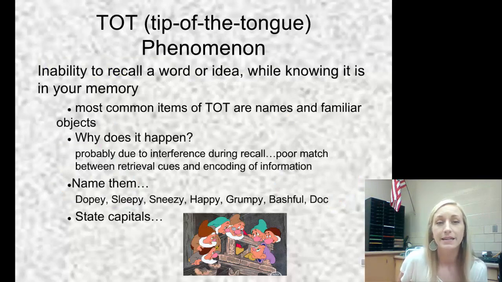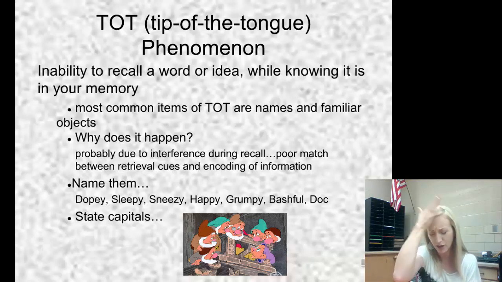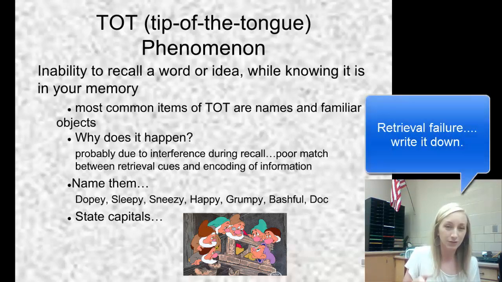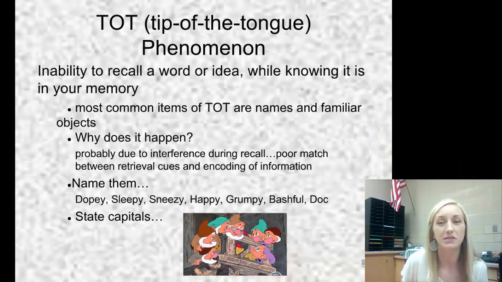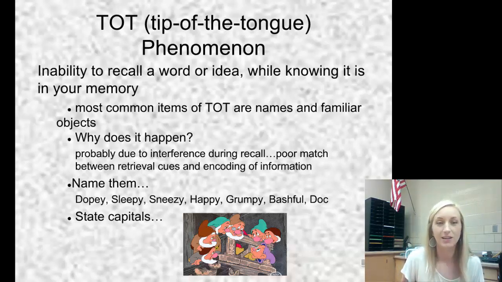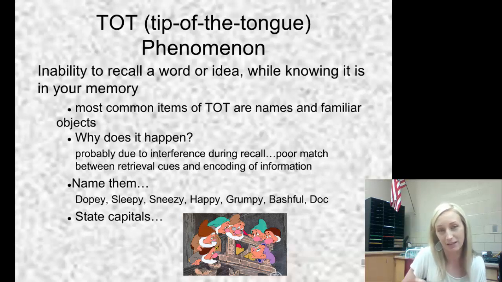Tip of the tongue phenomenon is the inability to recall a word or idea while knowing it is in your memory. This is, oh my gosh, I know what it is. It's right there. I just can't get it out. This is a retrieval failure. Most common items of TOT are names and familiar objects. So why does it happen? It's probably due to interference during recall. There's a poor match between the cue and encoding of the information. So can you name the 7 dwarfs or the state capitals? You might say, oh, it's right there. I just can't get it out. That's because you don't have a proper cue, or maybe it was not properly encoded in the first place.